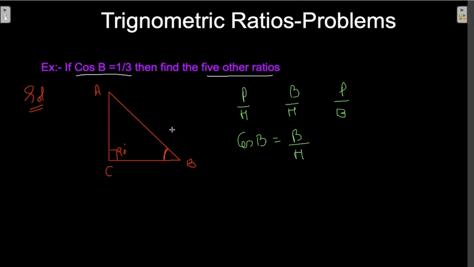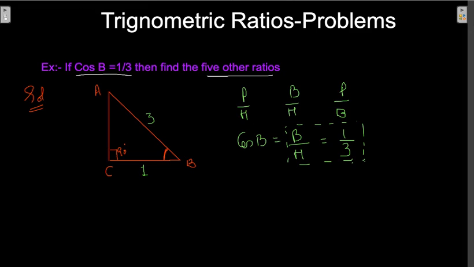Now, what is the cos of B given to us? This is given to us as 1 over 3. So from here we can take the value of B. Since B over H is equal to 1 over 3, we can safely assume that the value of base is 1 and hypotenuse is 3. If we get the perpendicular side, we can derive all the three ratios from here, correct?